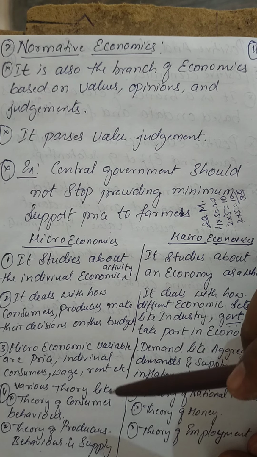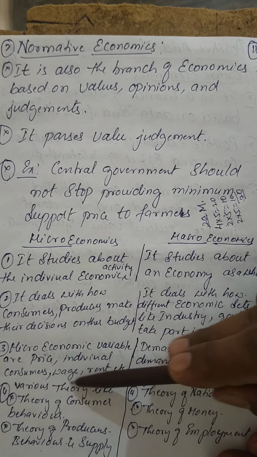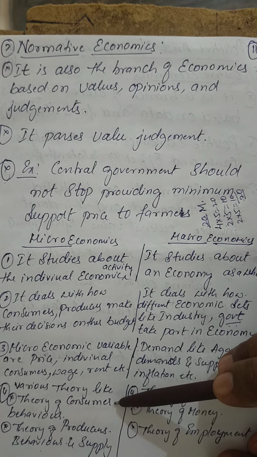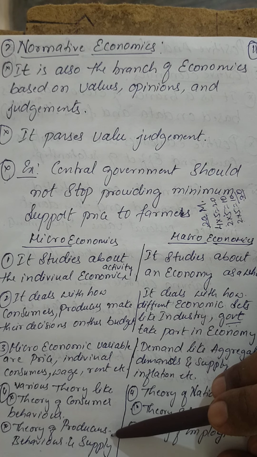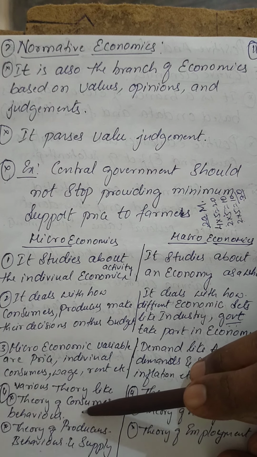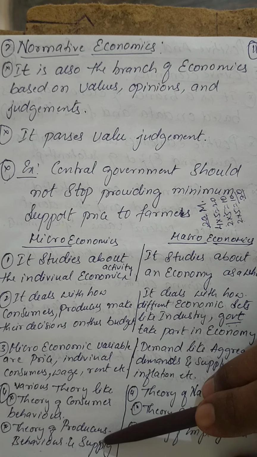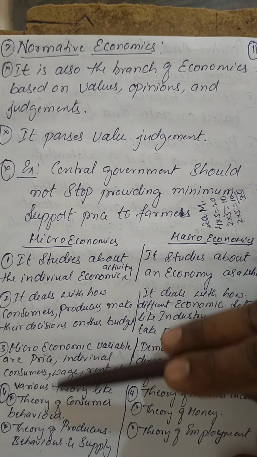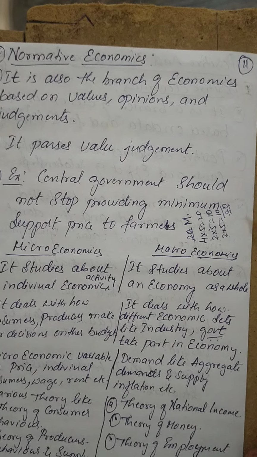What the fourth point says, various theories like theory of consumer behavior, how the consumer behaves in the economy. Next, theory of producers, how the behavior of producers is, old producers, new producers, etc. And also suppliers, production and supply, both activities take place in microeconomy. So hope this microeconomy is clear. Let us move on to the macroeconomy.